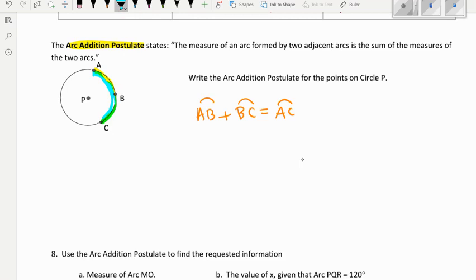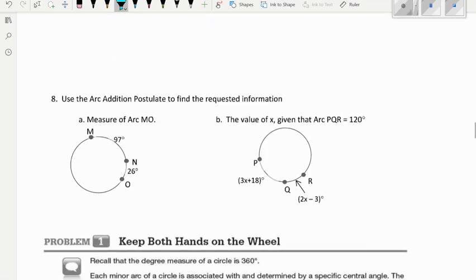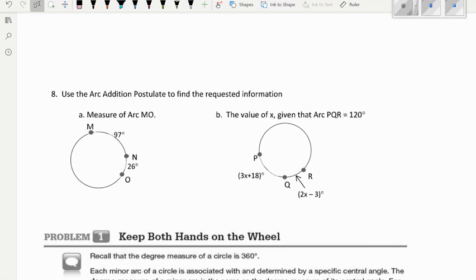So we're going to use this to find the requested information. We want to find the measure of arc MO, so that would be from here to here. To find that, we're going to add 97 degrees plus 26 degrees, which gives us arc MO equal to 123 degrees. And make sure you always label everything with a degree symbol.